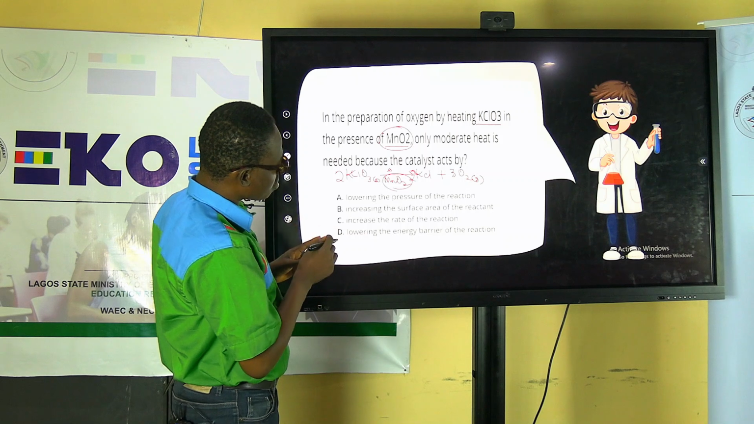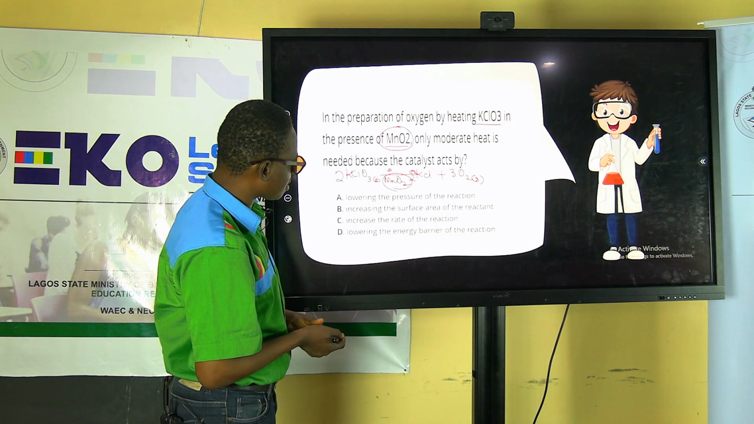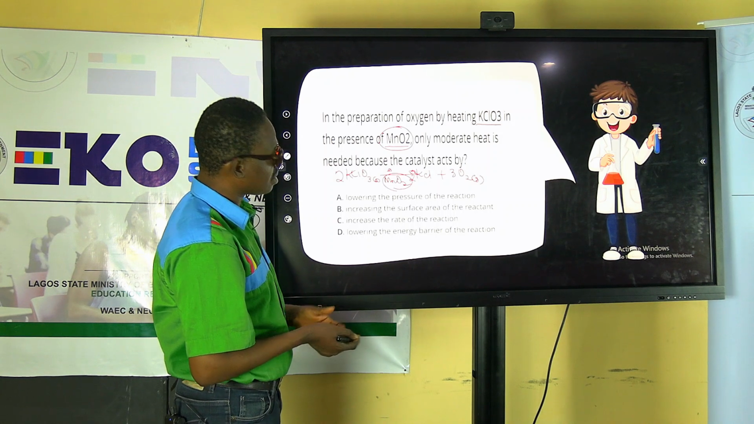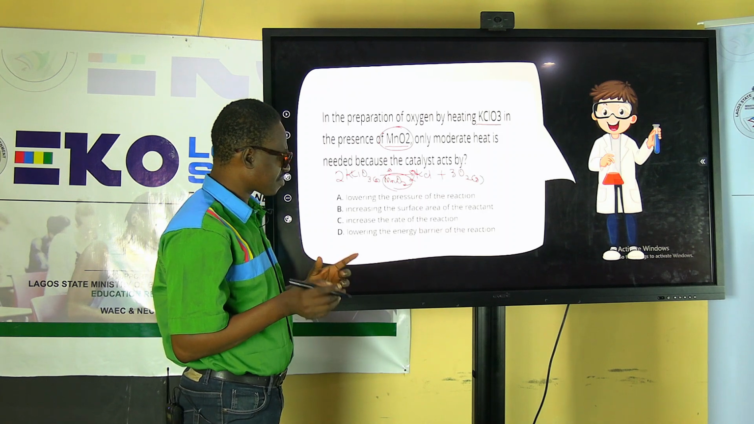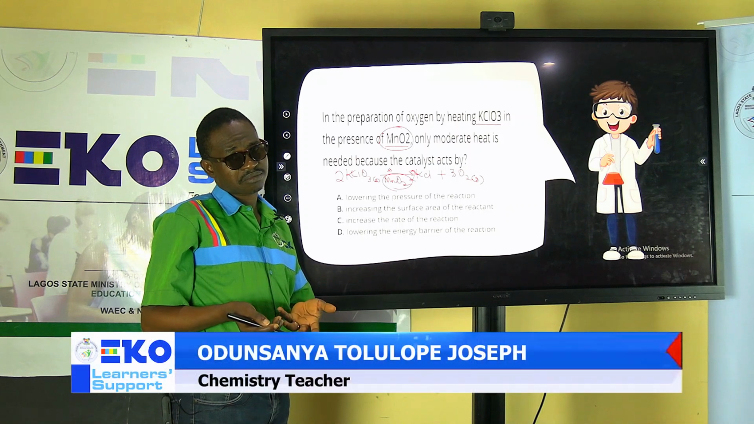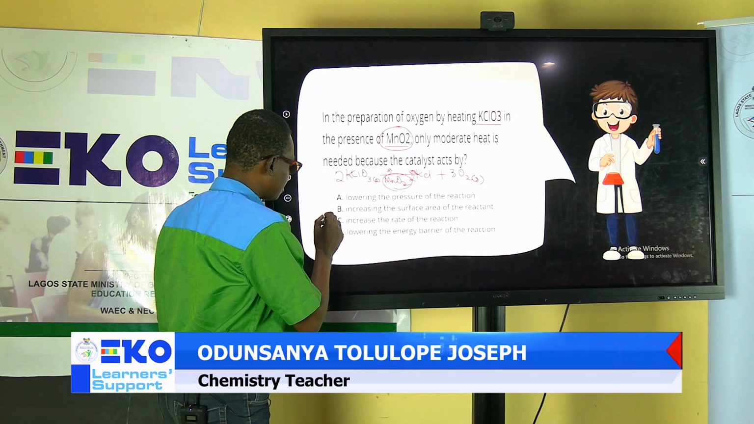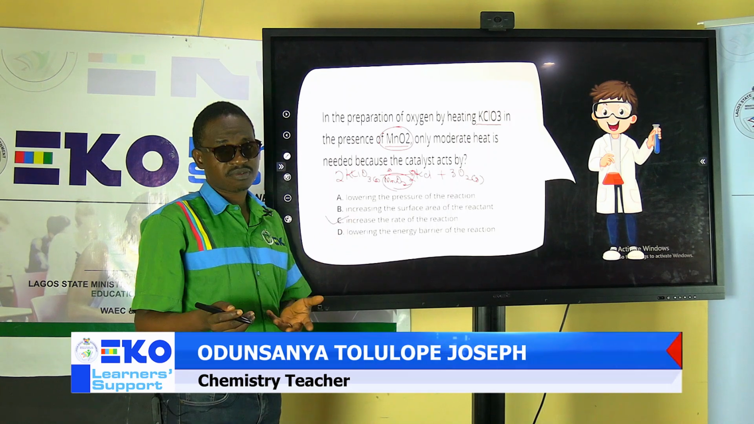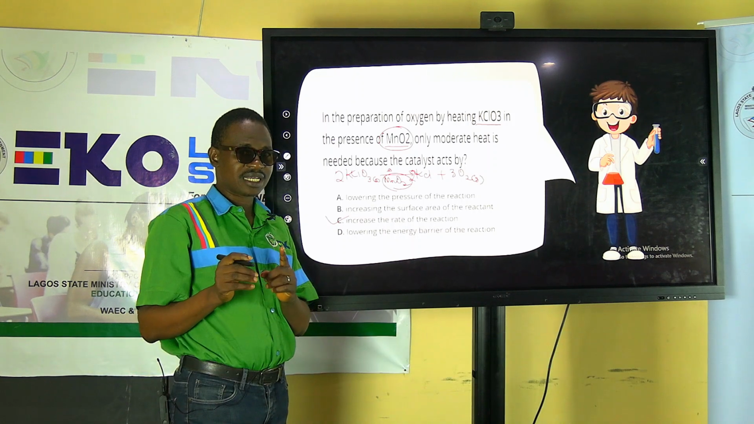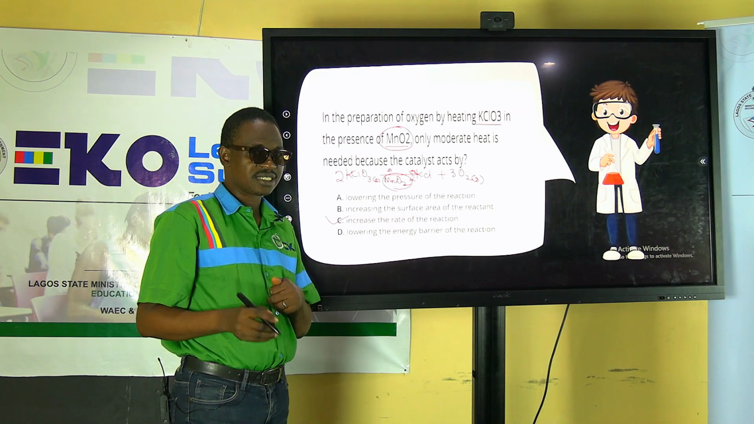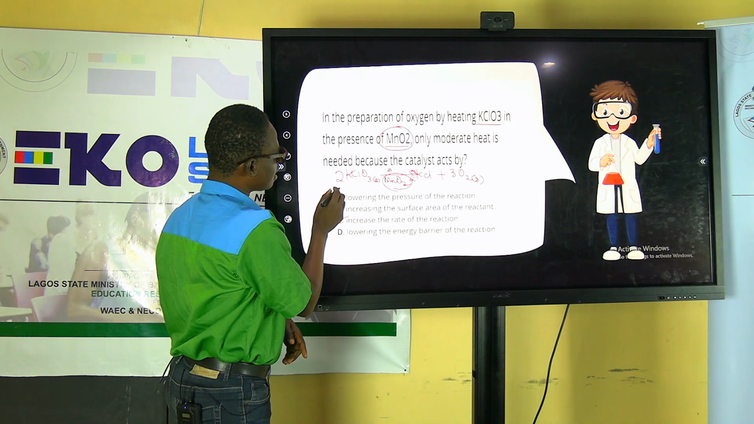So let's look at it. Lowering the pressure of the reaction? There's no pressure here. This is a gas. Increasing the surface area of the reaction? Is it increasing really, the surface area? No. So what do you think should be the answer? Lowering the energy barrier of the reaction? Do you think so? Or increasing the rate of reaction? Yes, it increased the rate of this reaction. Therefore, making the reaction to react faster. Is that clear? Okay, if that is good. Did you get it? Fine. If that is the case, let's see what we have in the next slide.